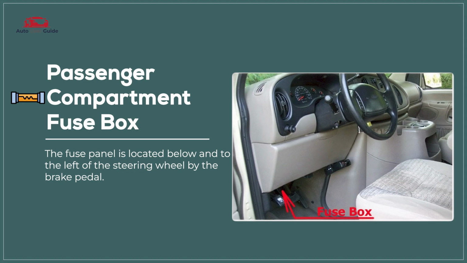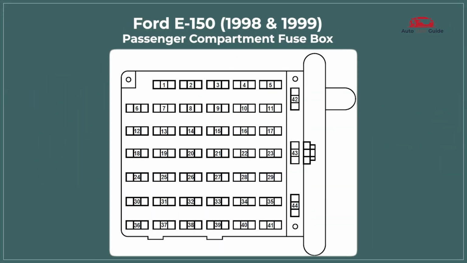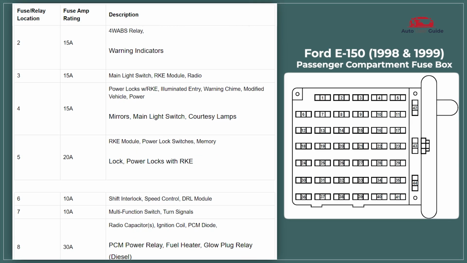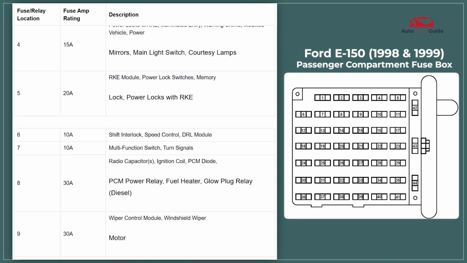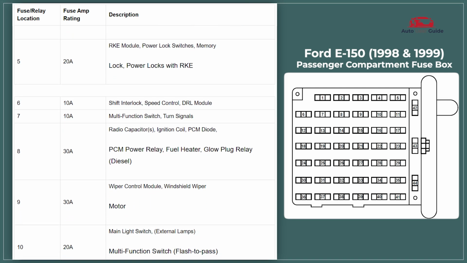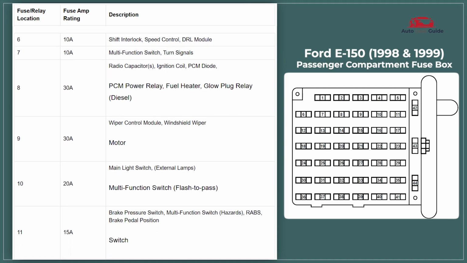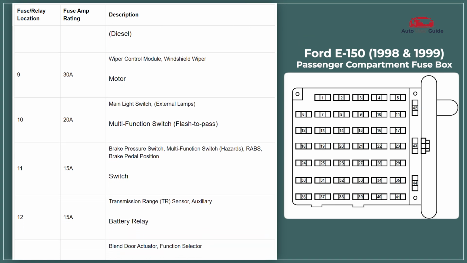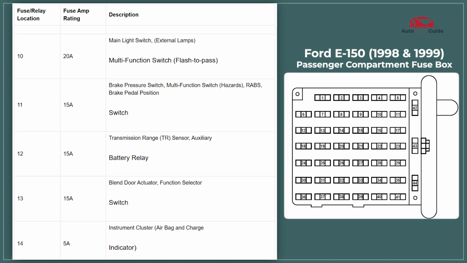Passenger compartment fuse box. The passenger compartment fuse box in the 1998 and 1999 Ford E-150 controls interior electrical systems such as power windows, dashboard lights, radio, and courtesy lights. It uses standard blade-type fuses for circuit protection. Each fuse is identified by a number and description for easy servicing. The layout supports straightforward troubleshooting and maintenance of cabin electronics.